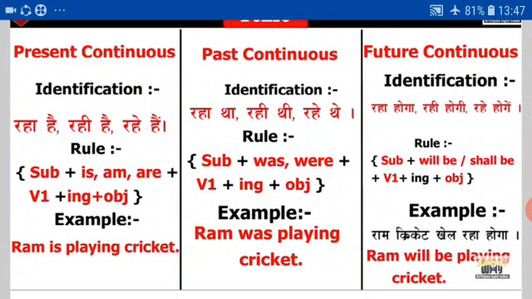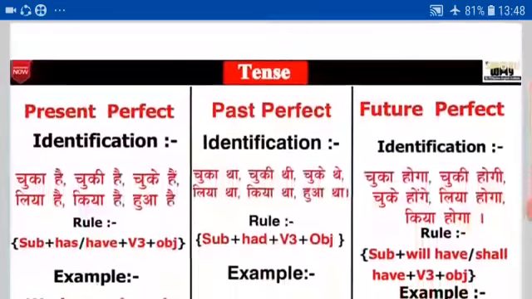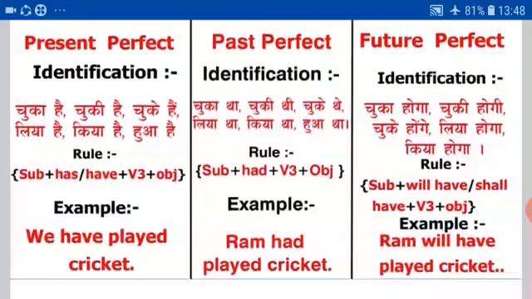If we are using a negative sentence here, then we should use Ram will not be playing. If we are making an interrogative sentence, then will or shall will be used in the beginning of the sentence. Will Ram be playing cricket? In this way, we will prepare present perfect tense, past perfect and future perfect.